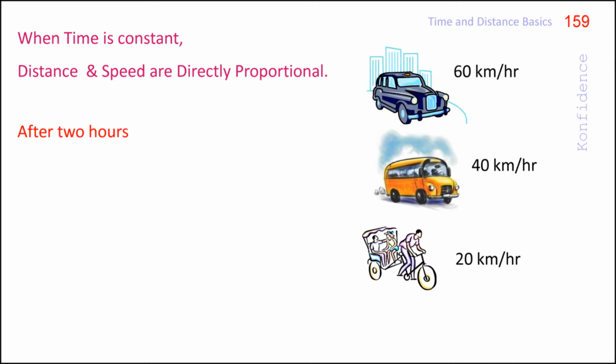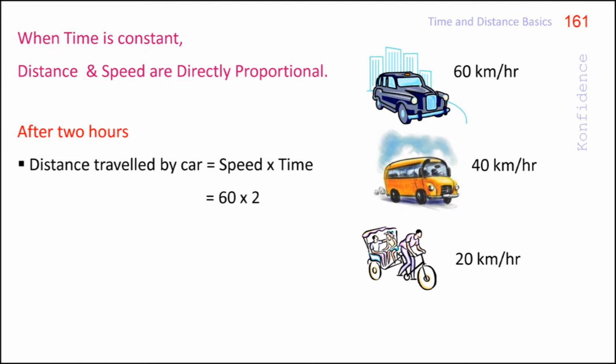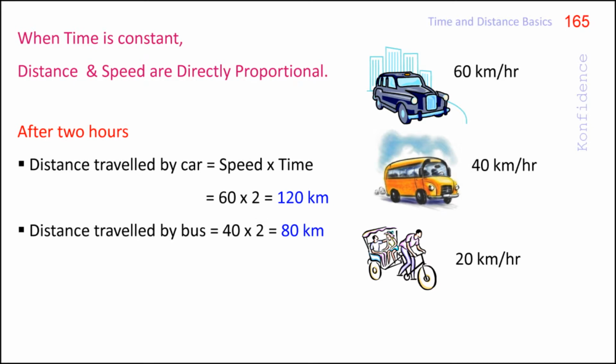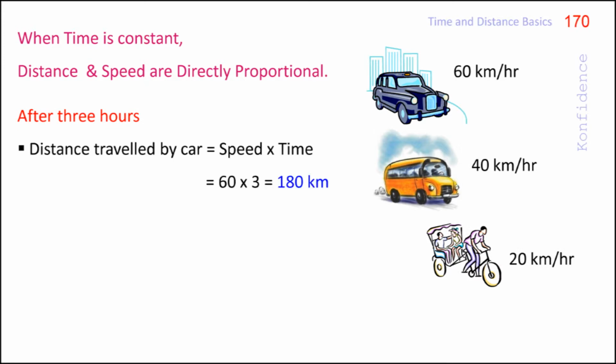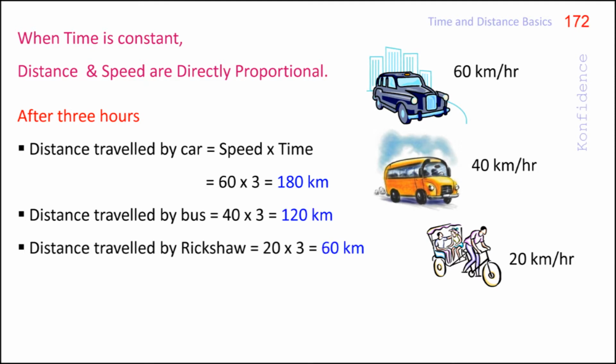Observe what happens after 2 hours. Distance travelled by the car equals speed into time, equals 60 kilometers per hour into 2 hours, or 120 kilometers. Distance travelled by the bus will be 40 into 2, or 80 kilometers. Distance travelled by the rickshaw will be 20 into 2, or 40 kilometers. After 3 hours, the distances travelled by the car, bus and rickshaw will be 180, 120 and 60 kilometers respectively.